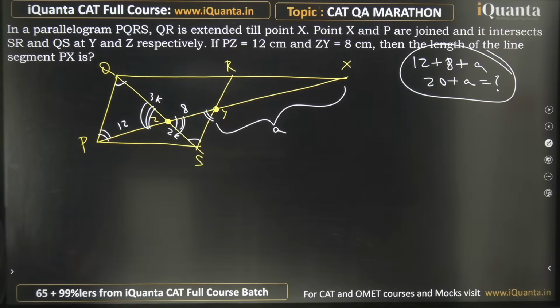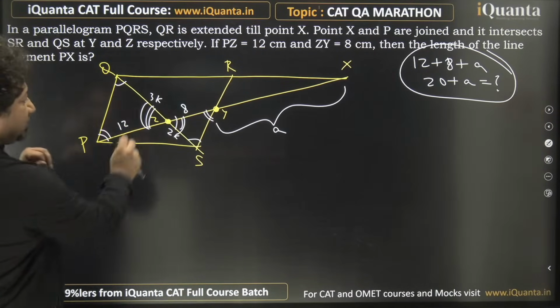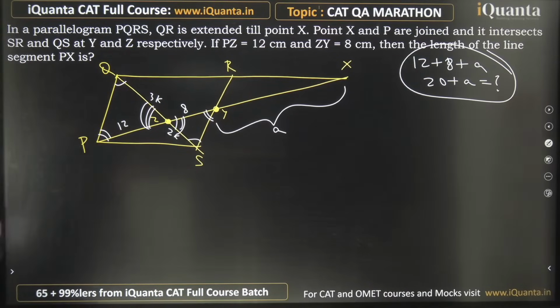You do not always get the diagrams. You have to create them, right? Is this clear, everyone? 8 upon 12 is 2 upon 3. So 2k upon 3k is what I have written over there. I hope it's clear to all of you.